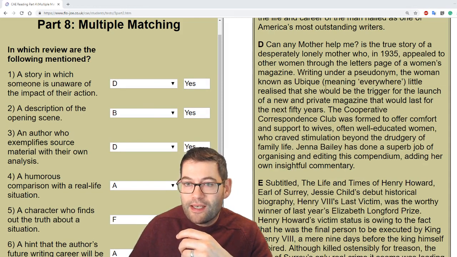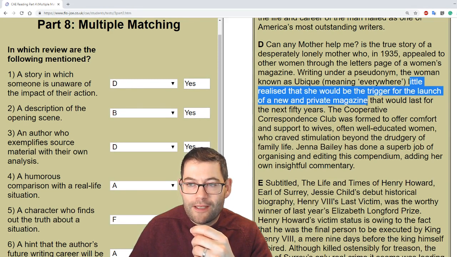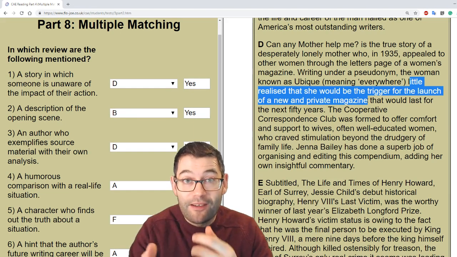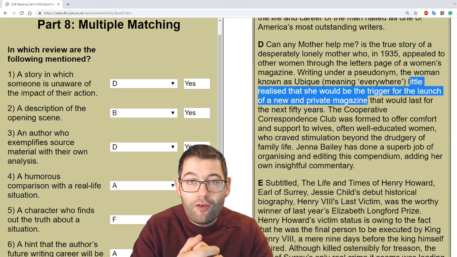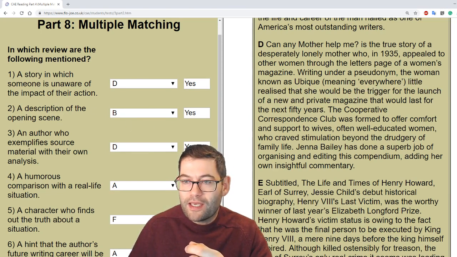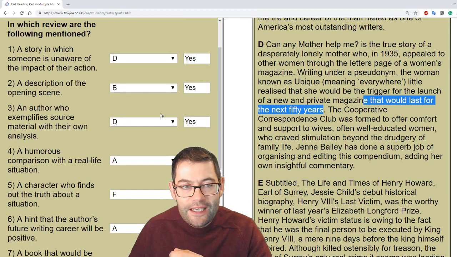And we can find that here, where Ubik little realised that she would be the trigger for the launch of a new and private magazine. Little realise. If you little realise something's going on, it means that you are unaware of what's going on. In this case, the impact of their action would be a magazine that would last for the next 50 years. So for number 1, the answer is D.